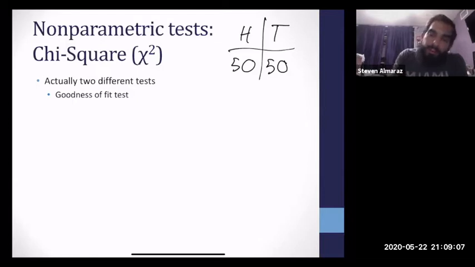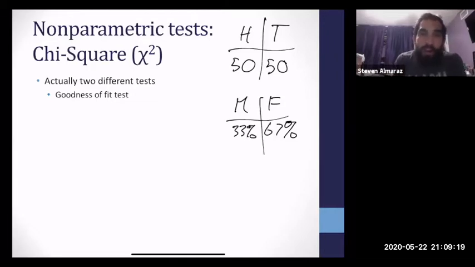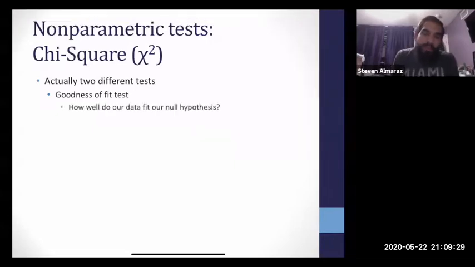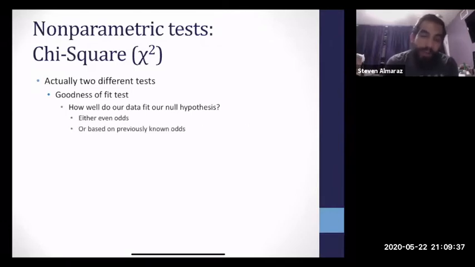And maybe that's not our null hypothesis. Maybe our null hypothesis is male versus female, 67% and 33%. What we're asking is, how well does our observed data fit our expected data? That's why it's called the goodness of fit test. So how well do our data fit our null hypothesis? And those null hypotheses are either even odds, like I saw above, or based on previously known odds, like we saw with males and females.